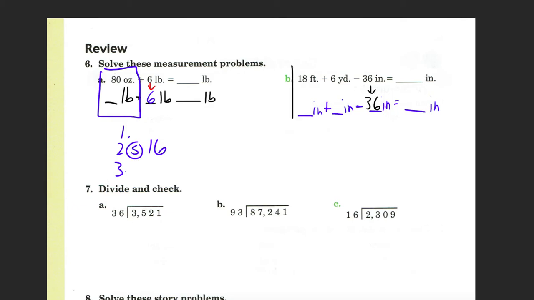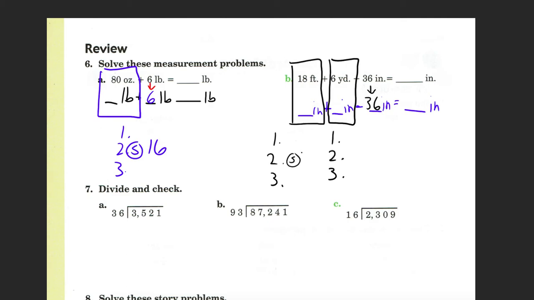All right, as you can see here, there are 3 measurements, and we actually need to convert two of them. We have to convert 18 feet into inches and 6 yards into inches. So you'll actually be doing the 1, 2, 3 steps twice in this problem. Feet to inches: how many inches in a foot? There are 12 inches in a foot. And how many inches in 1 yard? There are 36 inches in 1 yard, 3 feet, right? So hopefully that's going to help you solve that.